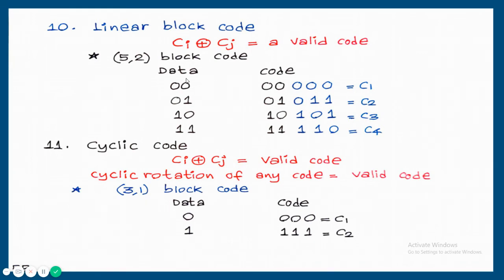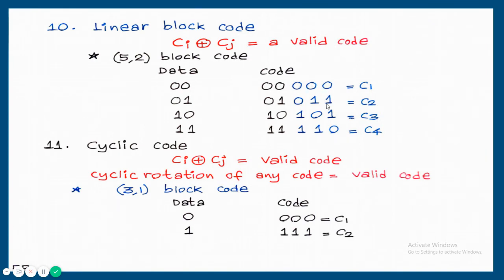I am showing an example here. (5,2) block code. First of all, I'll tell you the meaning of (5,2). A 2-bit data block is converted to a 5-bit code block after adding 3 parity bits. When I say 2-bit data block, these are the 4 possible data blocks: 00, 01, 10, 11. Each data block is converted to a 5-bit code block. Out of these 5 bits, the leftmost 2 bits are data bits, the rightmost 3 bits are parity bits. This type of code is known as a systematic code.